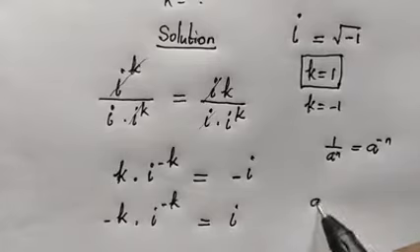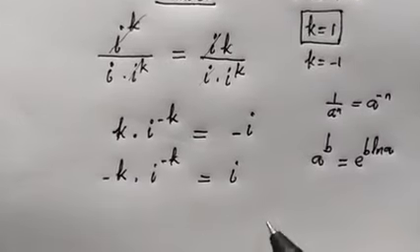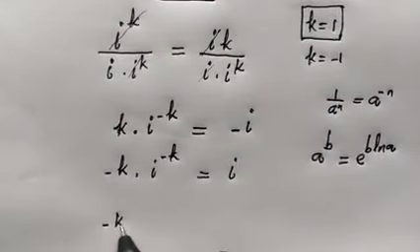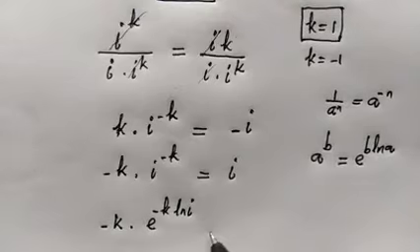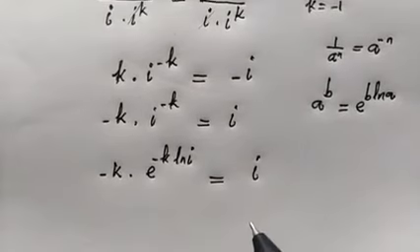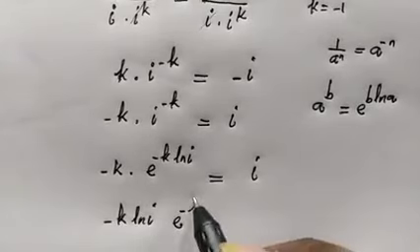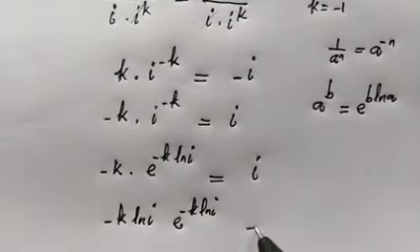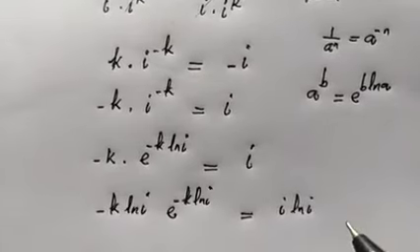Now let's use this identity: a raised to the power of b is equal to e raised to the power of b times the ln of a. Therefore this becomes -k times e raised to the power of -k times the ln of i, which is equal to i. For us to make this power here equal with this coefficient, we multiply both sides of this equation by the natural log of i, and that gives us -k times the natural log of i times e raised to the power of -k times the natural log of i. This is equal to i times the natural log of i.